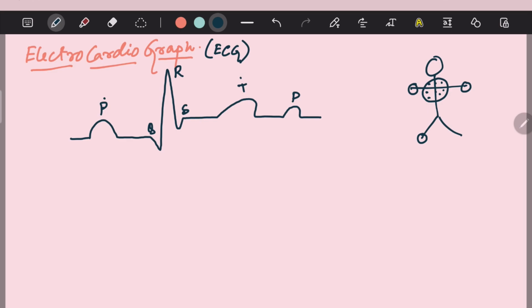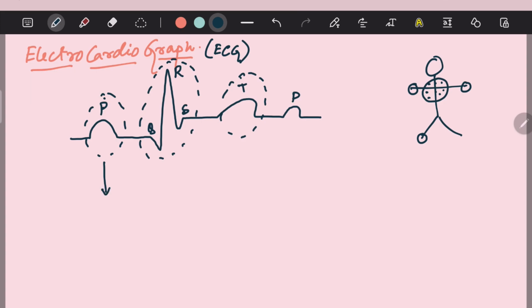P to T. This portion is known as the QRS complex. This is the P wave, and this one is known as the T wave. Now, what do these different waves represent?